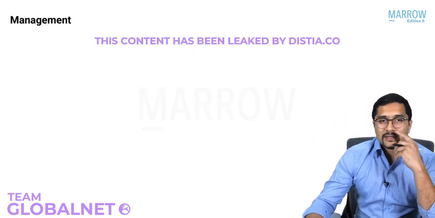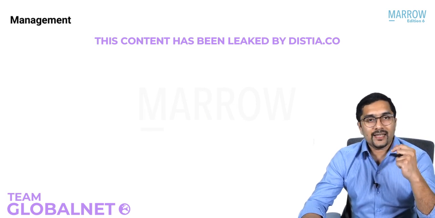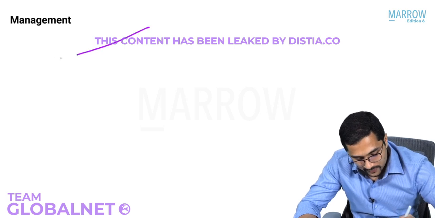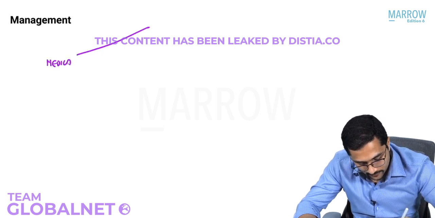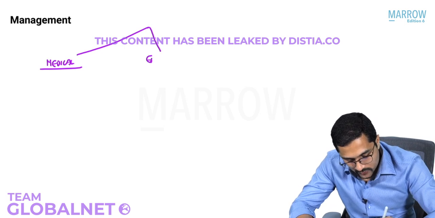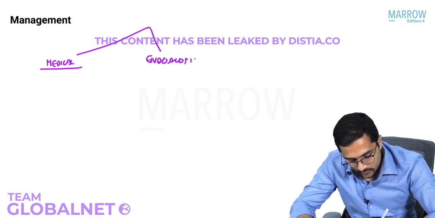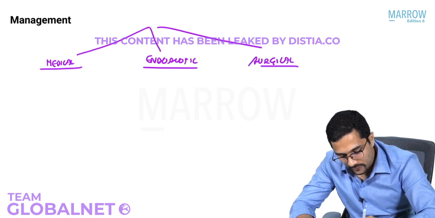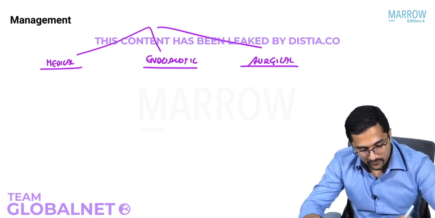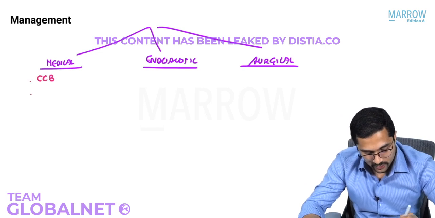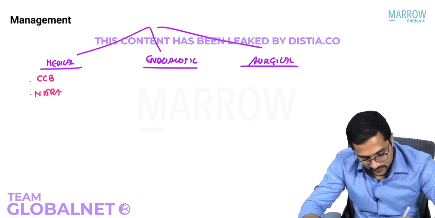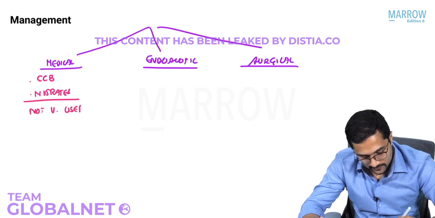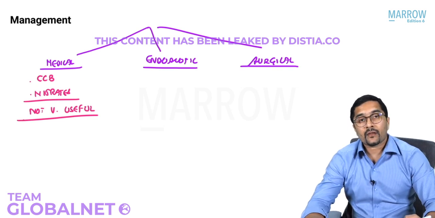Now, once we've diagnosed this condition, how do we manage achalasia cardia? The management can be medical, endoscopic, or surgical. Medical management is in the form of calcium channel blockers, CCBs, and nitrates. This is not very useful in patients.